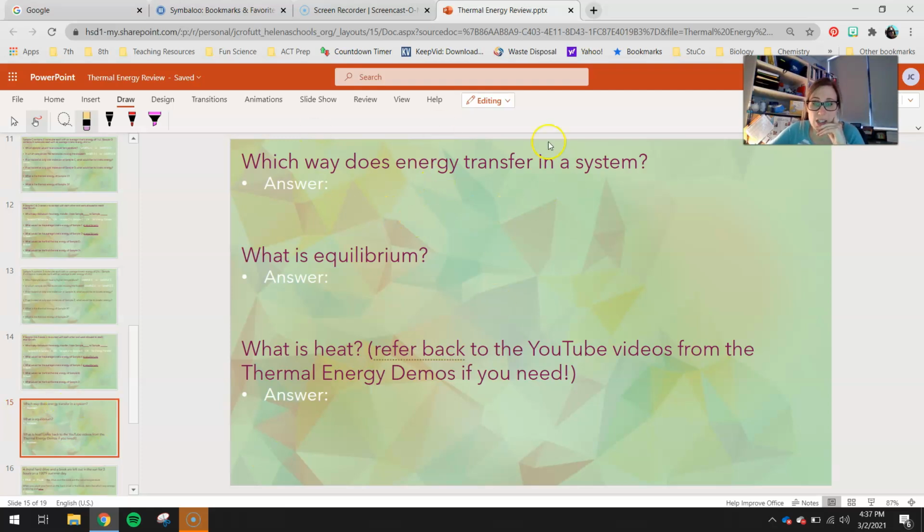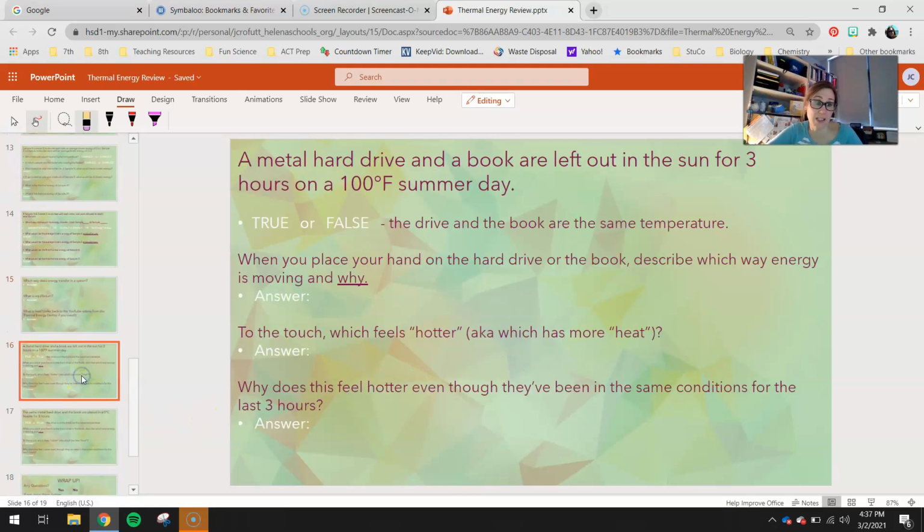Which way does energy transfer in a system? I just said that about 3 times. What is equilibrium? You should know this from your notes, and I referred to it quite a bit in the last couple examples. And then what is heat? If you need to, go back to the energy demos that we did at the beginning of this unit and watch some of those YouTube videos that explain heat.